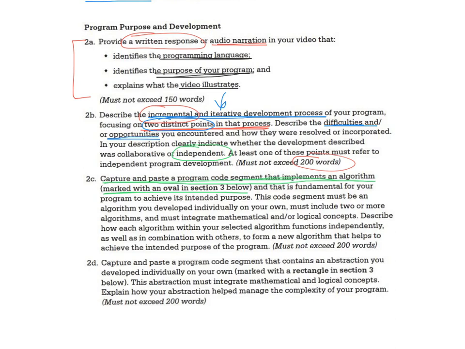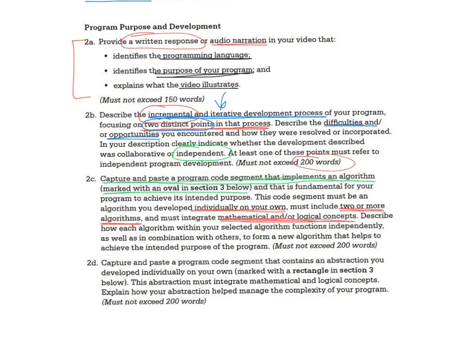This code segment must be an algorithm you developed individually on your own. So even if you worked with someone, you made this piece of your program. It must include 2 or more algorithms. This is probably the trickiest part. Once we get to the rubric, we'll see. And it must integrate mathematical and/or logical concepts.